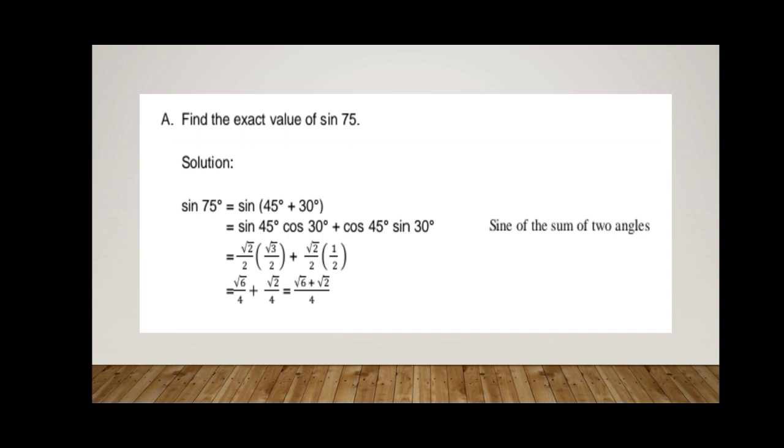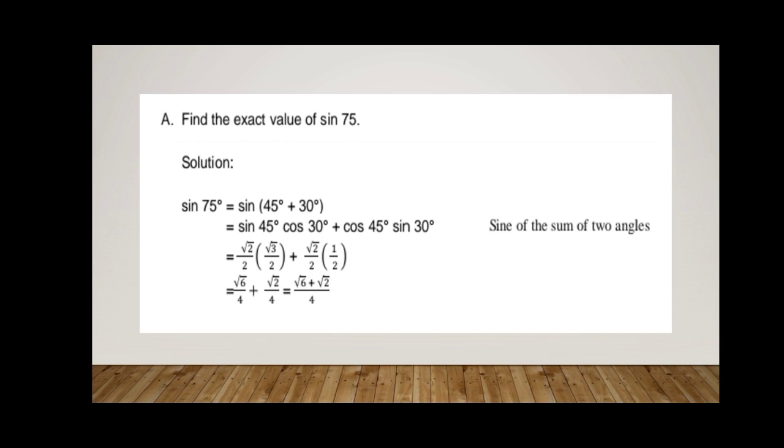Next example is find the exact value of sine 75. Sine 75 is equal to sine 45 plus 30, which is 45 plus 30 is equal to 75. So sine a plus b is equal to sine a cosine b plus cosine a sine b. Sine of the sum of two angles.